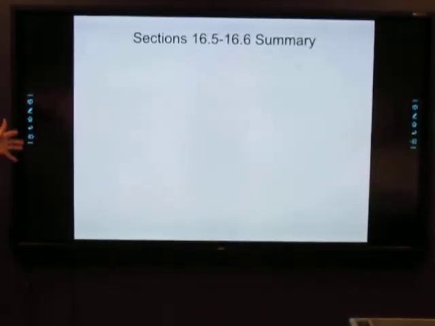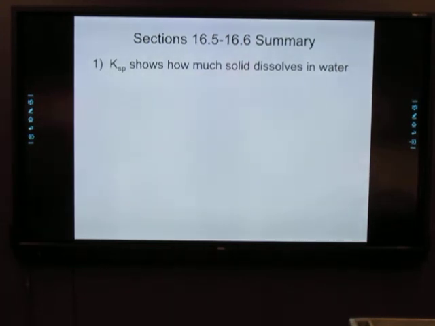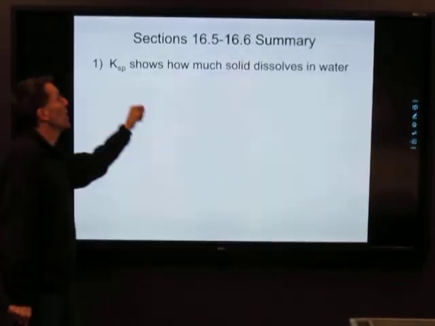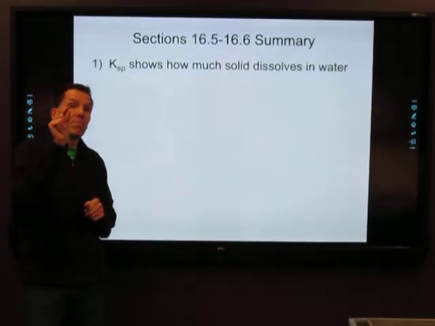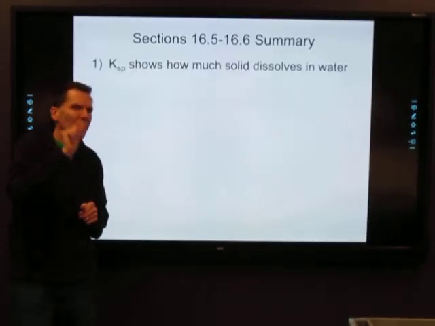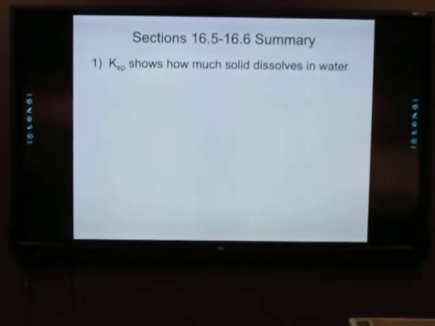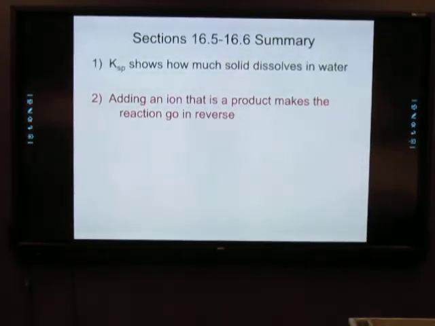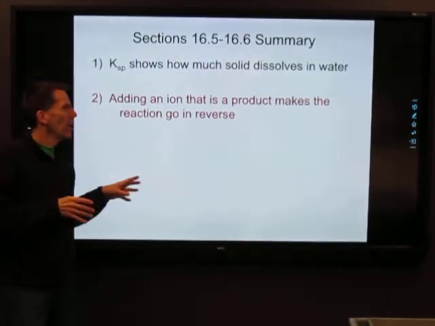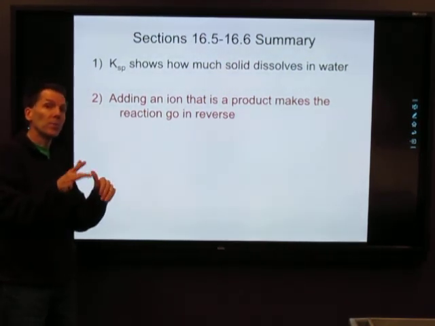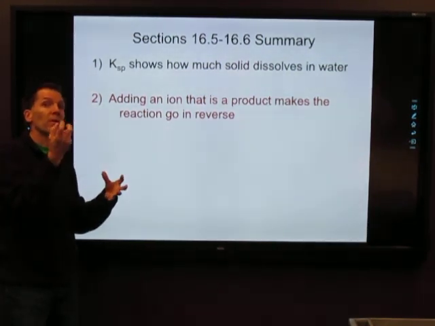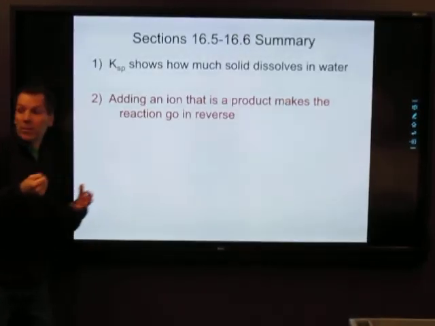And so here's a quick summary of the chapter. KSP shows how much solid dissolves in water. And we're dealing with solids that just dissolve a little bit. This is a common ion effect. Adding an ion that is a product makes your reaction go in reverse. Ultimately, you're making the Q bigger than the K temporarily, and then it will make a solid.